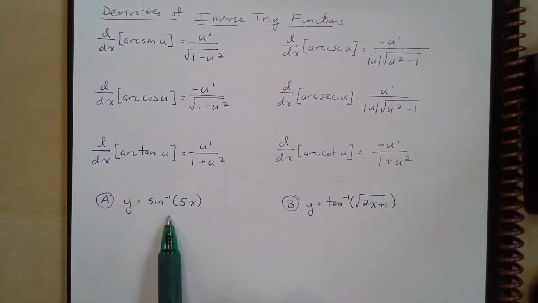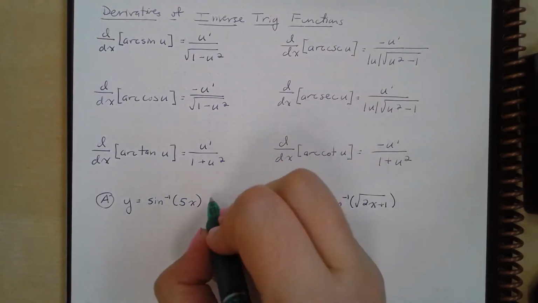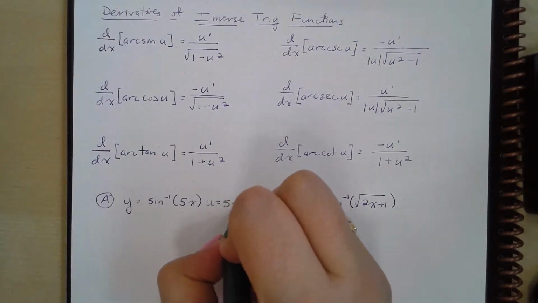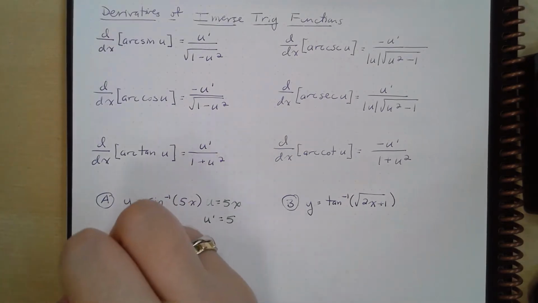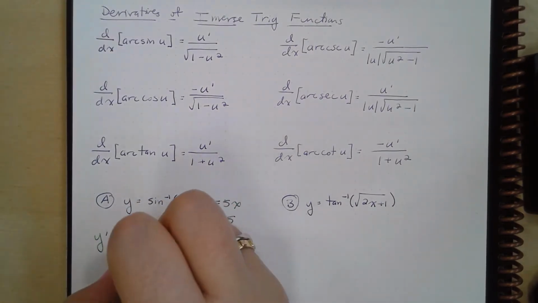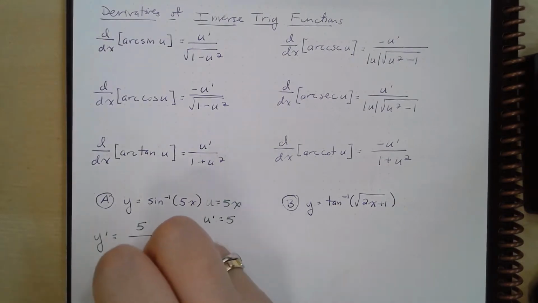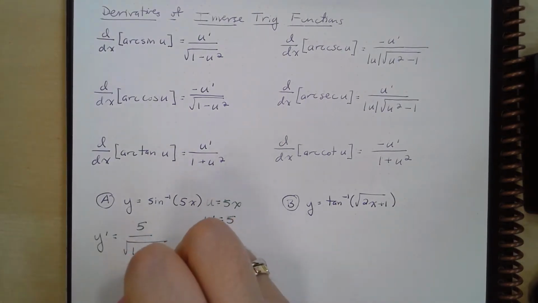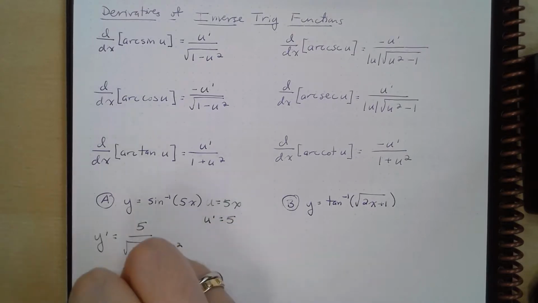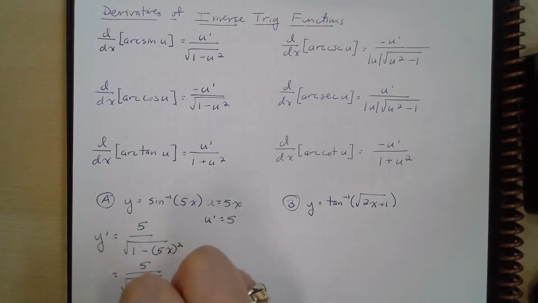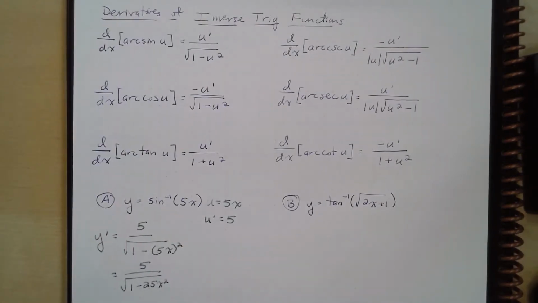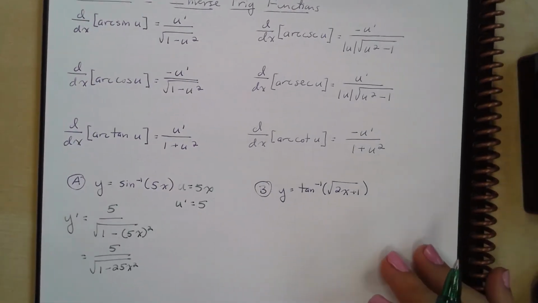So we have y equals sine inverse, which is the same as saying arcsine of 5x. Well, in this situation, u is equal to 5x, and u prime would be equal to 5. So if I'm going to find my derivative, y prime is going to be equal to 5 over the square root of 1 minus 5x squared, which you could rewrite as 5 over the square root of 1 minus 25x squared. That's it. That's the whole derivative. This is really kind of plug it in, solve it. It's not too complicated.